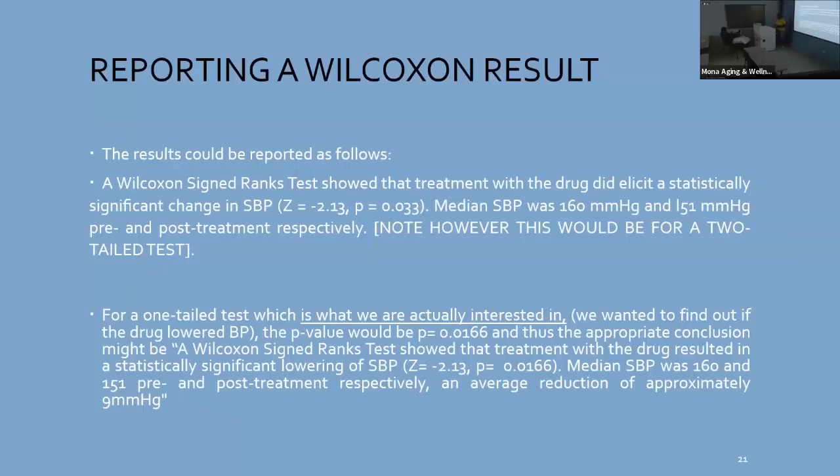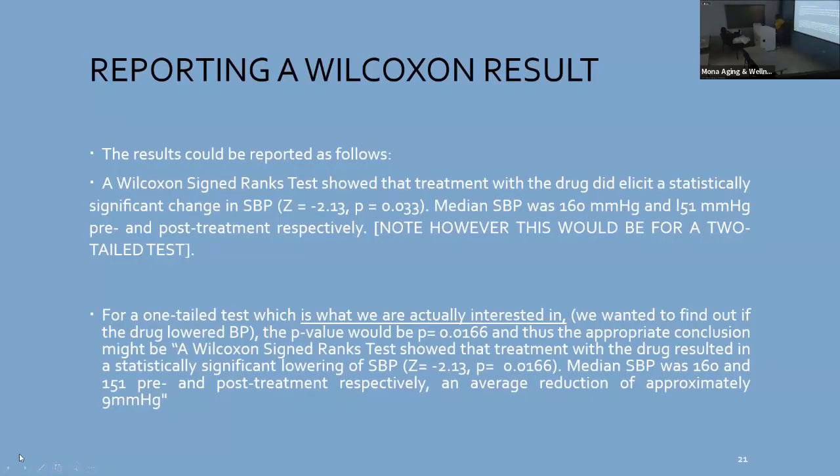All right. So in reporting the Wilcoxon result, we could actually write it like this to say, a Wilcoxon sign rank test showed that treatment with the drug did elicit a statistically significant change in SBP. So that's if we're doing it at two-tailed. So the Z value is negative 2.13 and the P value is 0.033.